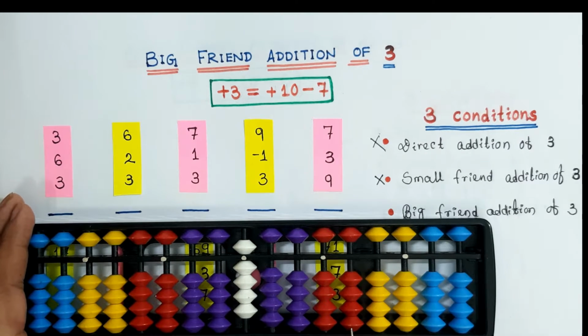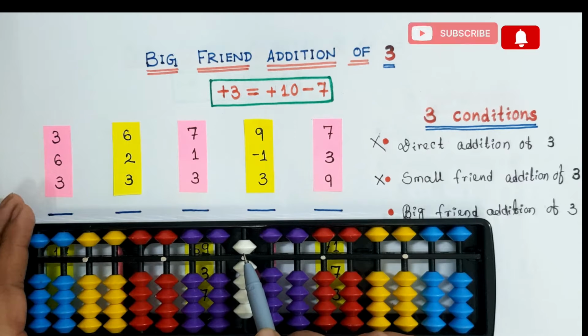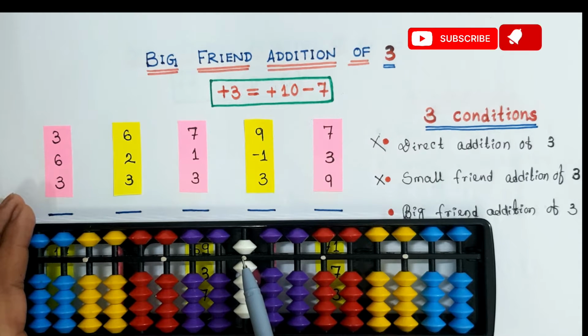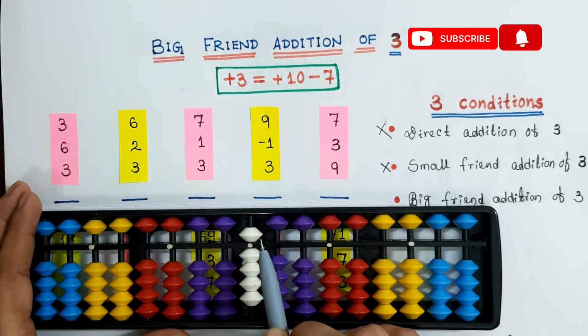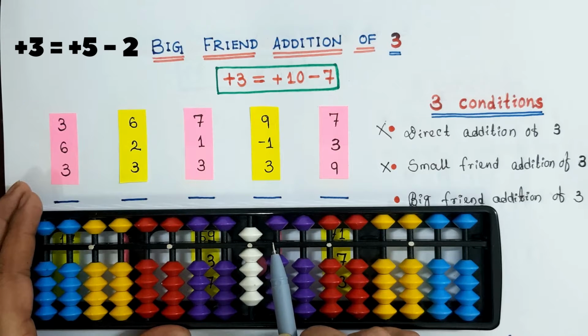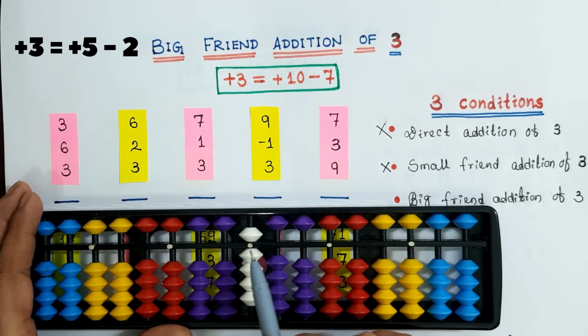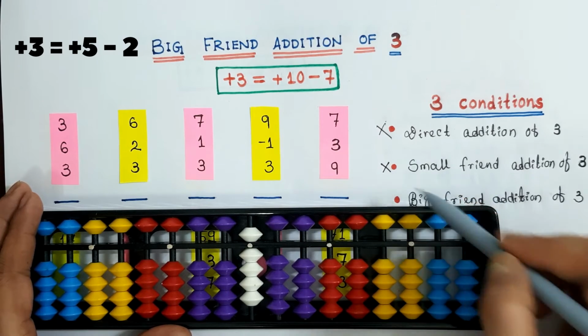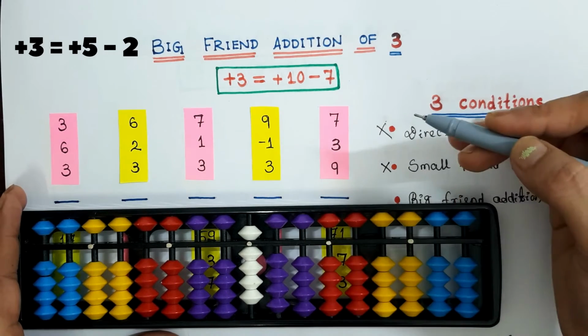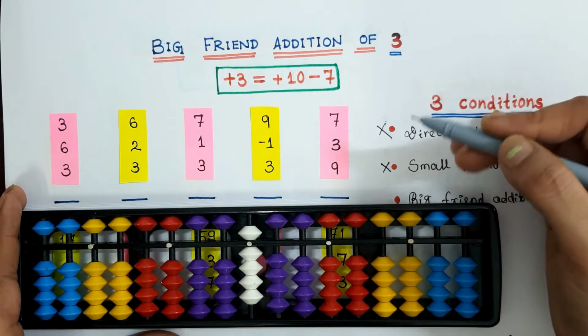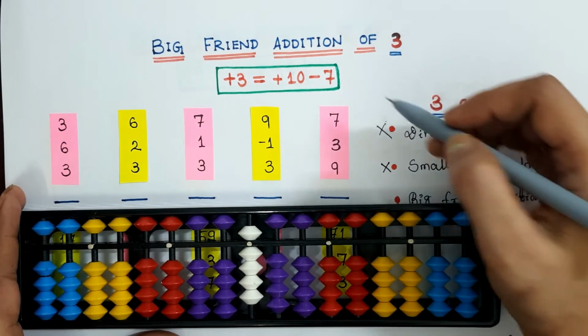Why? Because we have already used the upper bits at the one slot, whose value is 5. So, what is the small friend addition of 3? Plus 3 is plus 5 minus 2. We have already used the bead of 5. So, here small friend addition of 3 is also not possible. So, in this video we are going to learn one more big friend formula, which is big friend addition of 3.